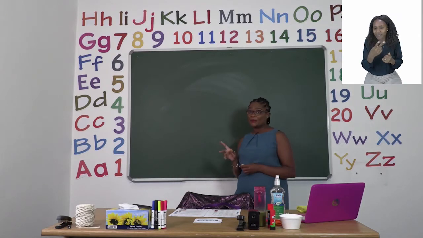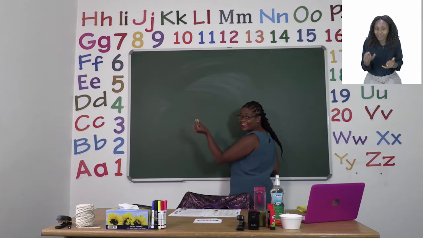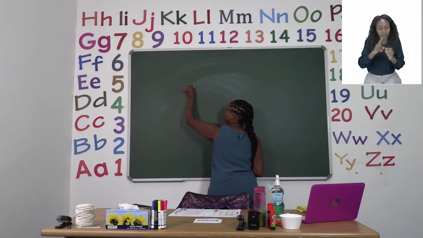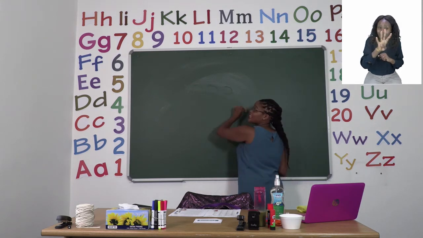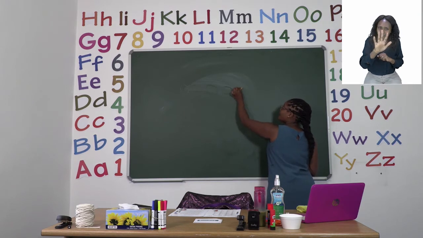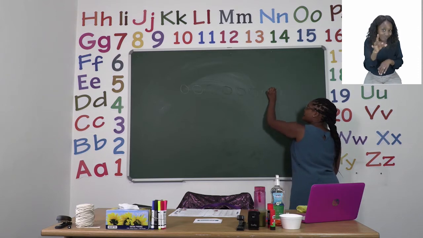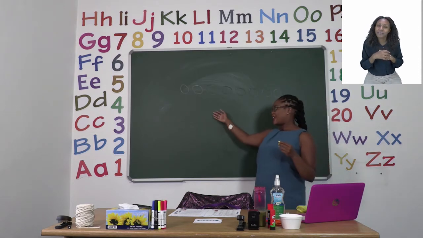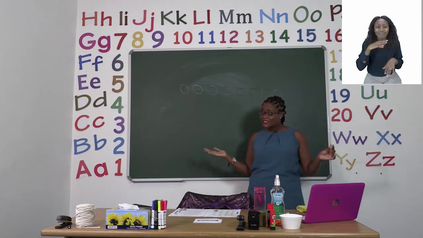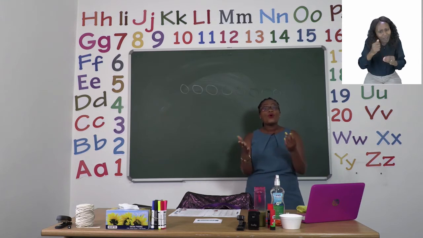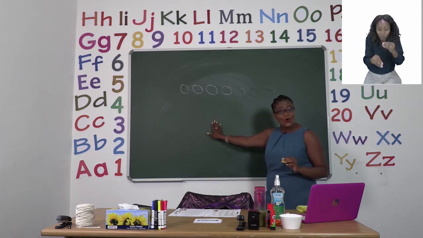Now we already know that Mother bought 8 eggs. So we are going to draw our 8 eggs. 1, 2, 3, 4. Let's count together. 5, 6, 7, 8. So we have our 8 eggs on the board, but they're not enough. The story goes on to say that she needs 4 more eggs to bake a cake. So we are going to draw 4 more eggs.